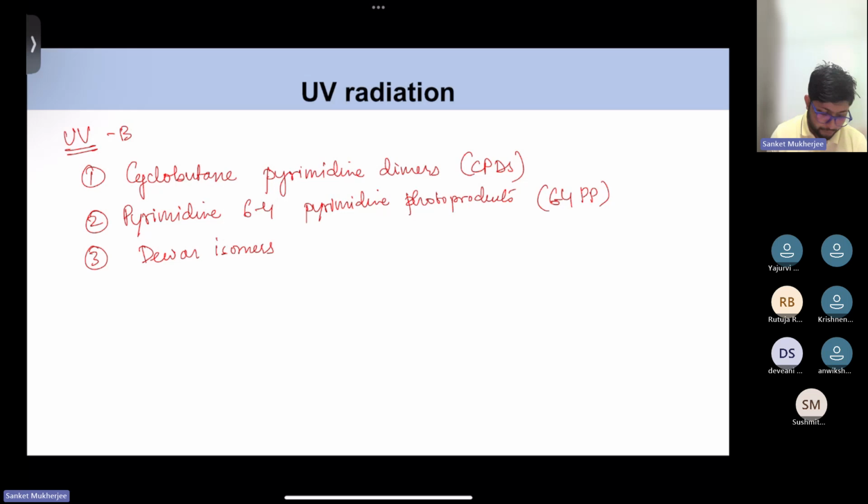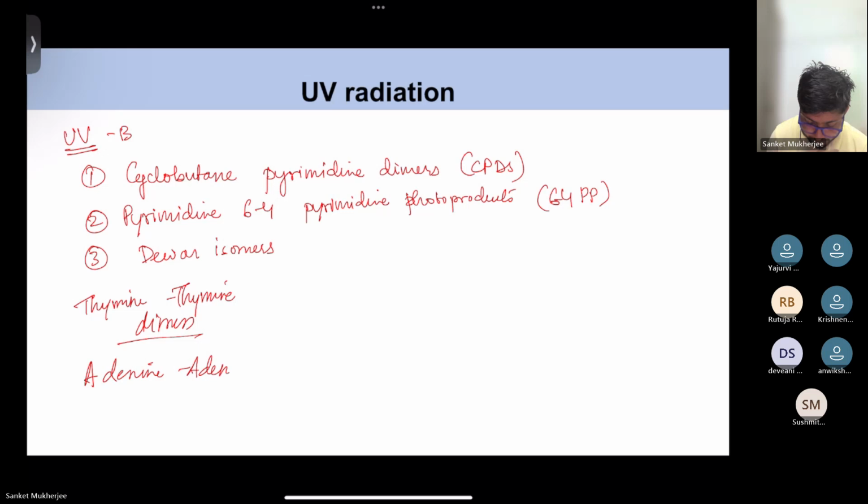Thymine dimers could be formed. We already discussed it. In the same strand, two thymines stacked together can form dimers. They can also form adenine-adenine dimers. So CPDs, these all are cytotoxic to the cell and they are damaging to the cell.